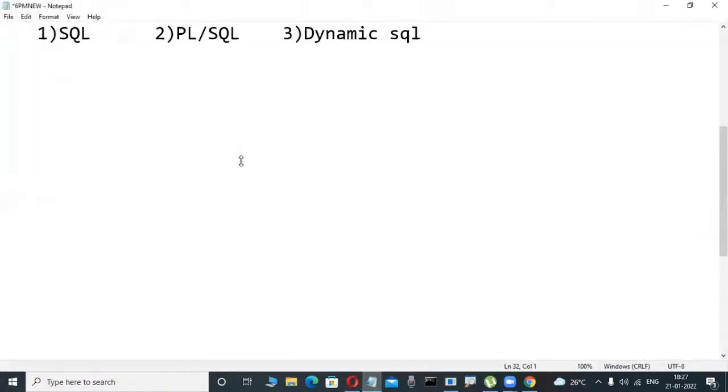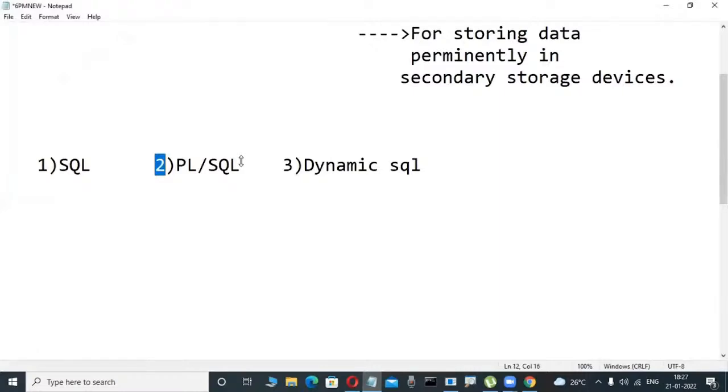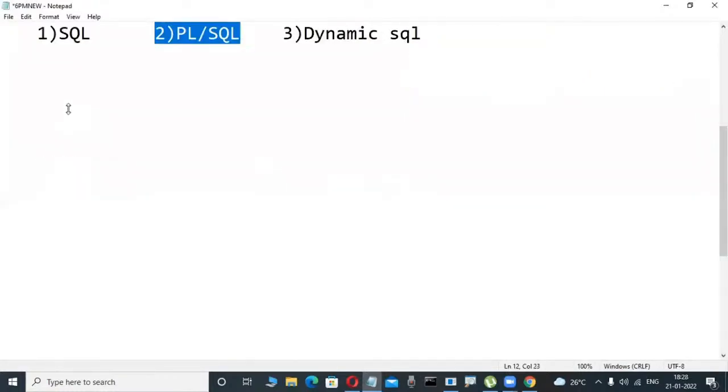Okay, understood? Now check it out, slowly observe here. Some fellows are asking about PLSQL coding, that's why I'm showing only that one. Just observe it here.